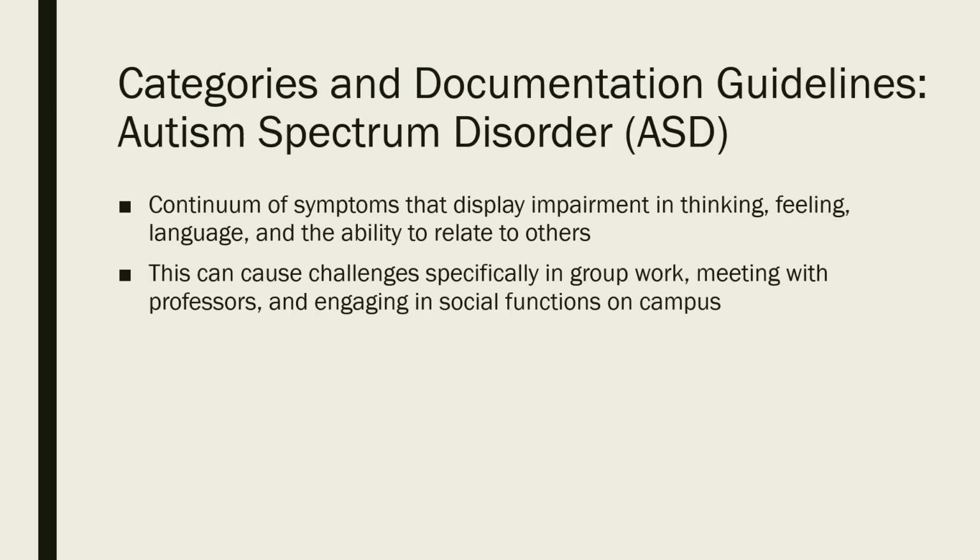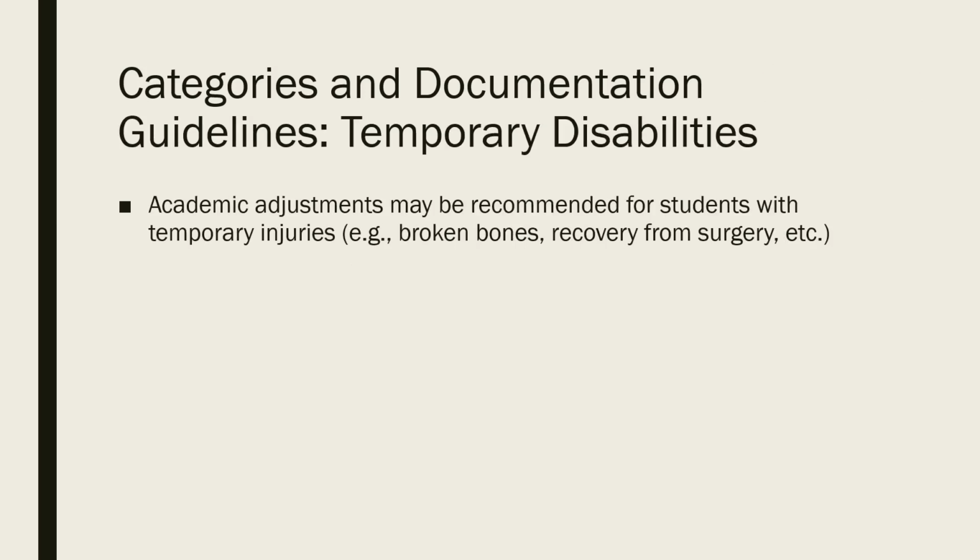Autism spectrum disorder category. Continuum of symptoms that display impairment in thinking, feeling, language, and the ability to relate to others. This can cause challenges specifically in group work, meeting with professors, and engaging in social functions on campus. Temporary disabilities. Academic adjustments may be recommended for students with temporary injuries such as broken bones or recovery from surgery.